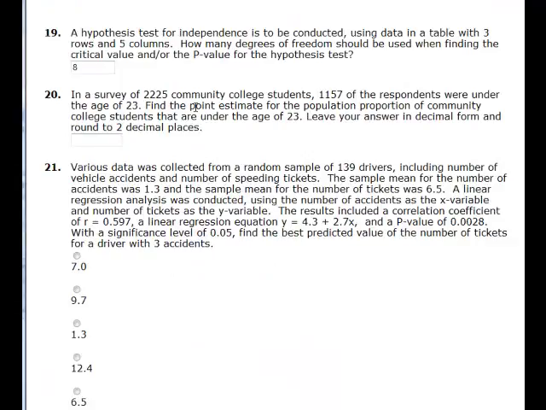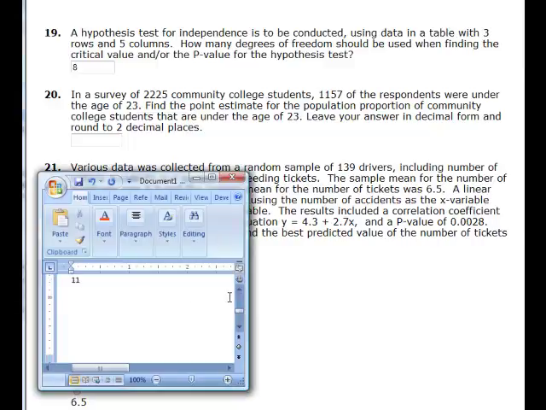Number 20, we have a survey of 2,225 community college students. 1,157 of them were under the age of 23. And here we're just trying to find a point estimate for the population proportion. Remember, a point estimate is just a sample statistic. So in this case, all we want to do is find the proportion that we get for the number that were under 23. So we're going to divide the 1157 by the 2,225, and we're going to put that in decimal form. That actually comes out to be 0.52.